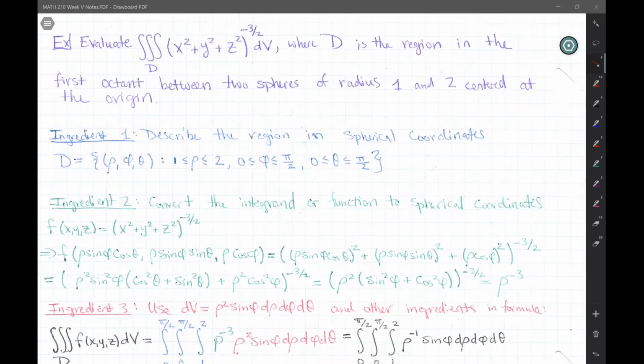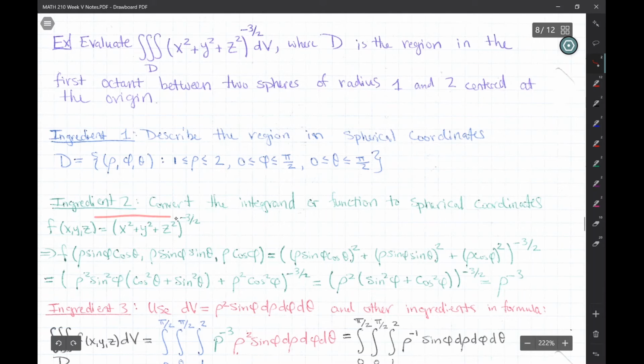So let's go through the steps or ingredients for doing this triple integral in spherical coordinates. By now we should be getting used to these ingredients, as we've seen them a few times now. So the first ingredient is describing the region in spherical coordinates. Here we're only dealing with the first octant of a hollowed out sphere. Basically, the region is between two spheres of radius 1 and 2. And so rho is between 1 and 2. Phi is between 0 and pi over 2. And theta is between 0 and pi over 2.